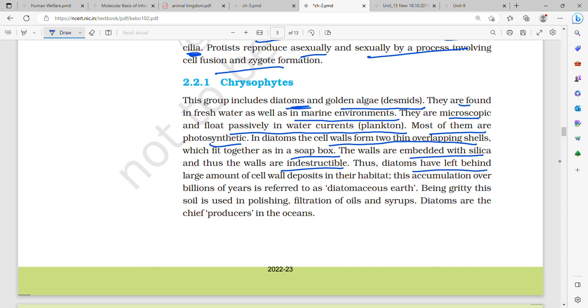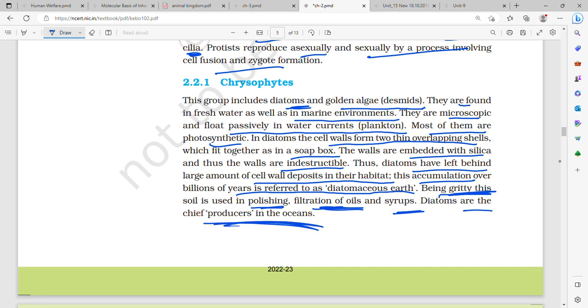Thus, diatoms have left behind large amounts of cell wall deposits in their habitat, and this accumulation over billions of years is referred to as diatomaceous earth. And being gritty, this soil is used for polishing, filtration of oils and syrups. Diatoms are the chief producers of the ocean.